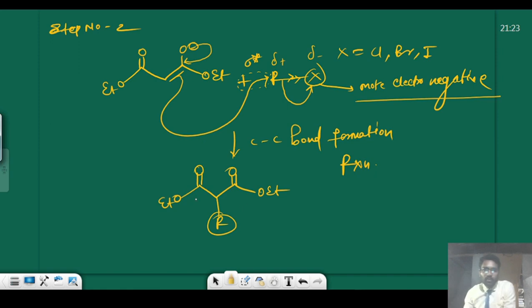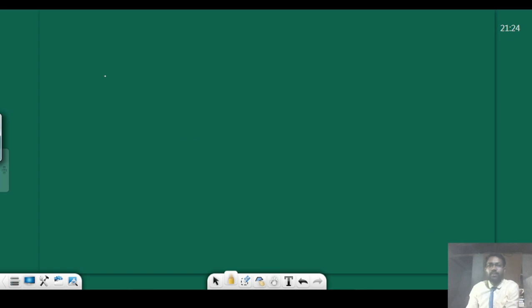After formation of this new carbon-carbon bond, we need to remove one ester group. So there are two possibilities. We can do hydrolysis and decarboxylation, or we can do neutral decarboxylation. So let us discuss step number 3 of this particular reaction.